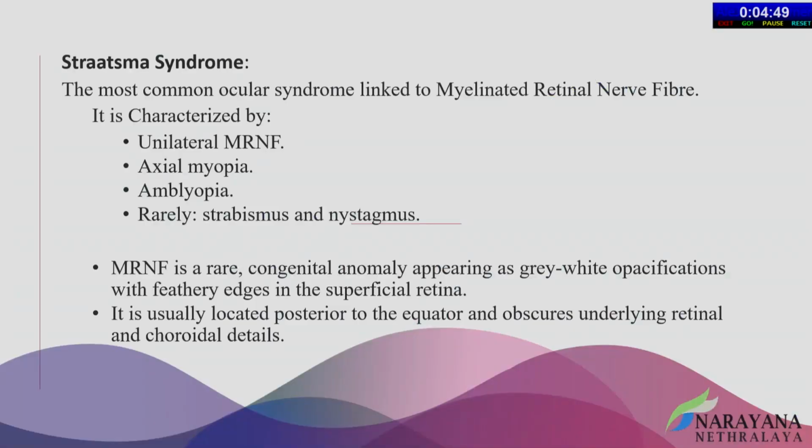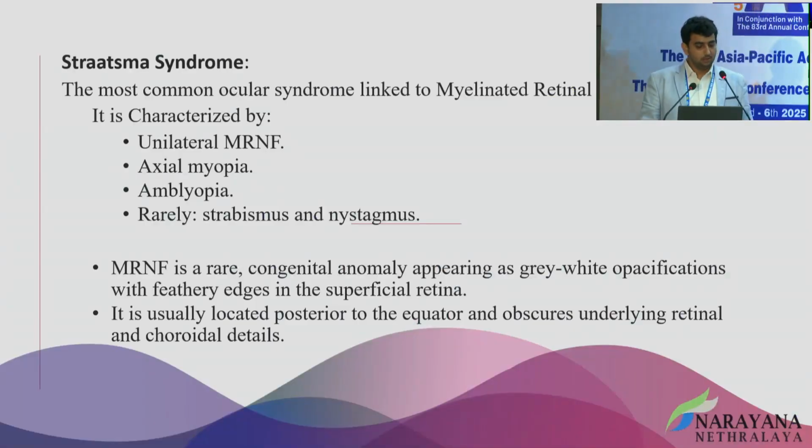I'll be talking about characteristics of myelinated nerve fibers in associated Schwartz syndrome. The most common ocular syndrome linked to myelinated retinal nerve fibers is Schwartz syndrome. It is characterized by unilateral MRNF, axial myopia, amblyopia, rarely associated with strabismus and nystagmus. MRNF is a rare congenital anomaly appearing as gray-white opacification with feathery margins in the superficial retina, which leads to obscuration of the retinal and the choroidal details.